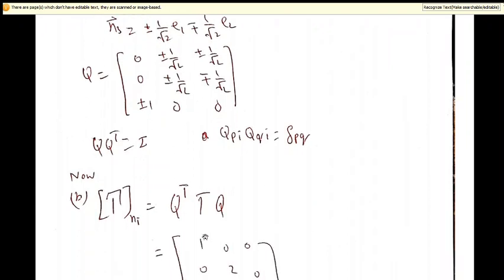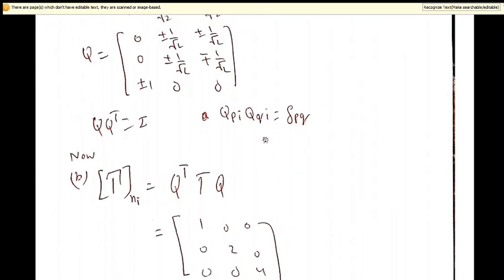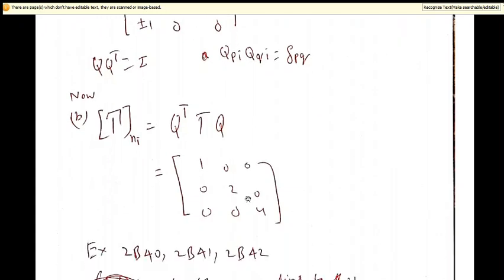Simply, you can use this formula to write tensor T with respect to these bases N1, N2, N3. Here will be the transpose of Q, here this T which is given, and again Q. When you multiply all these three you will have this: 1 0 0, 0 2 0, 0 0 4.